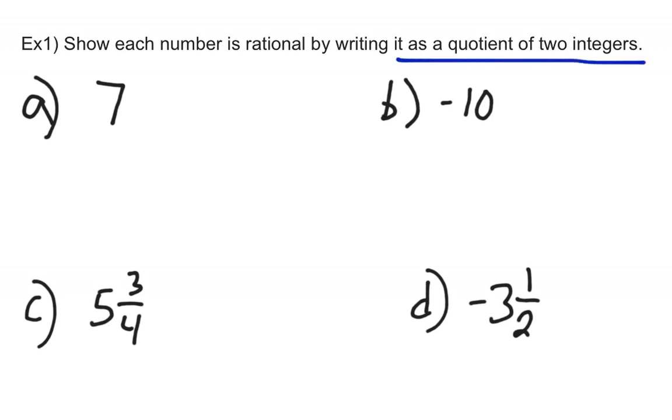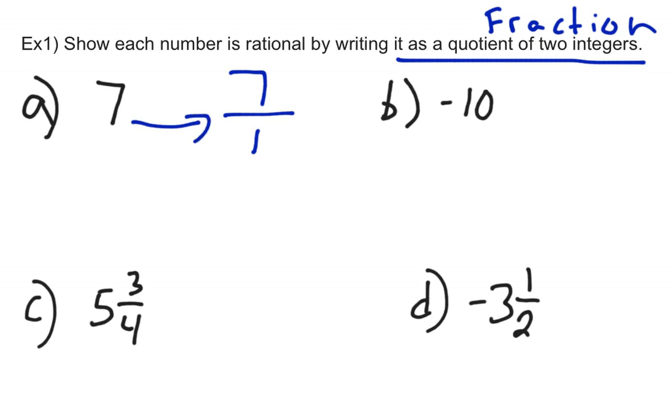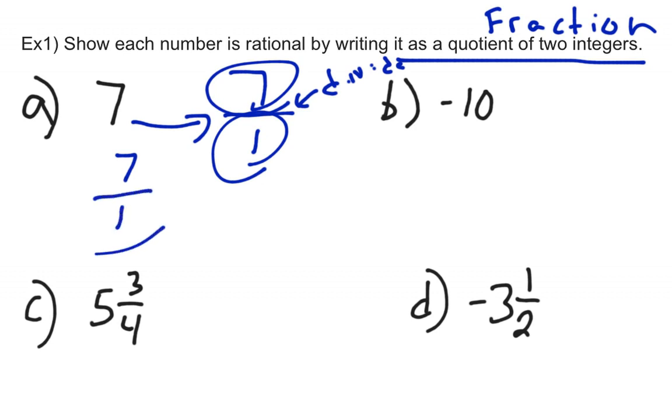As a quotient of 2 integers. Well, that's just a fraction. It's saying write it as a fraction. A quotient is just the division of 2 numbers. How about this? If I change 7 to 7 over 1, now it's a quotient, because fraction bar means divide, and quotient is the answer to a division problem, and it's a quotient of 2 integers, okay, 7 and 1. So really all I'm doing is taking these numbers and changing them into fraction form. That's it. So part A, 7, I make it 7 over 1.